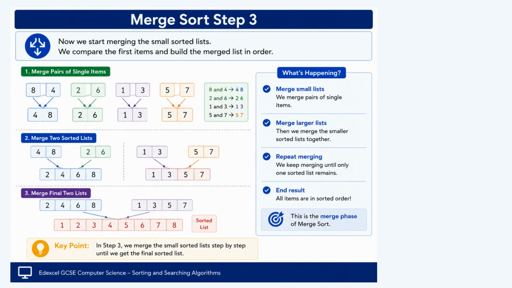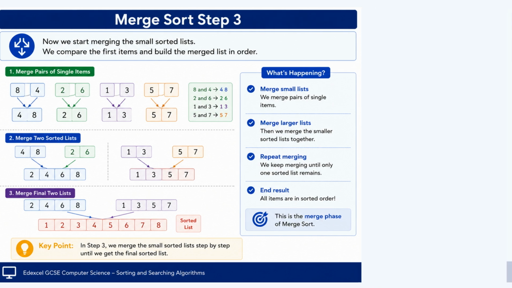Now, the small lists begin merging back together. 8 and 4 become 4 and 8. 2 and 6 become 2 and 6. 1 and 3 become 1 and 3. 5 and 7 become 5 and 7. The algorithm combines smaller sorted lists into larger sorted lists.